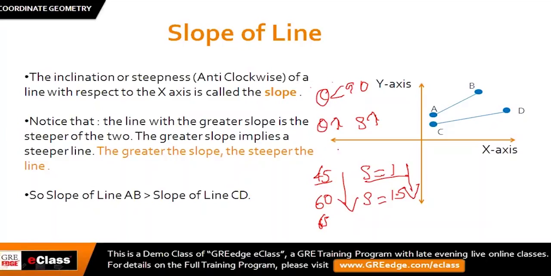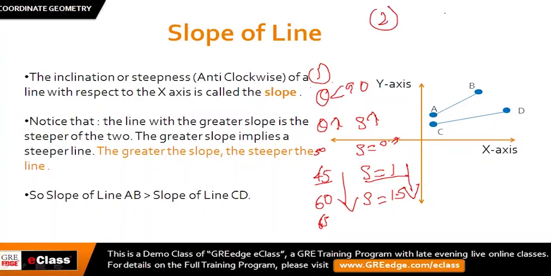If it is 30 degrees, what will happen? The slope will decrease. It may be less than 1, like 0.7 or so. What will happen if the line makes more than 90 degrees? That is my second case.